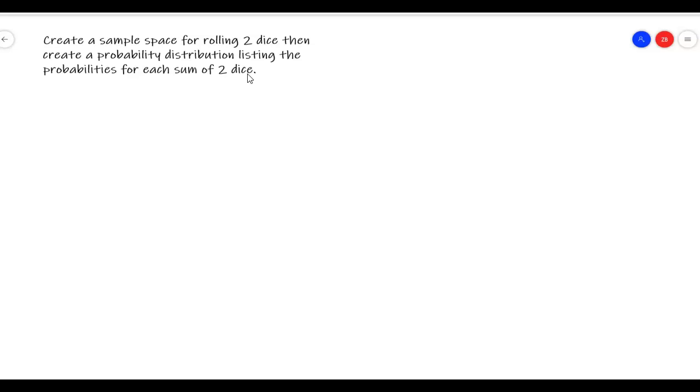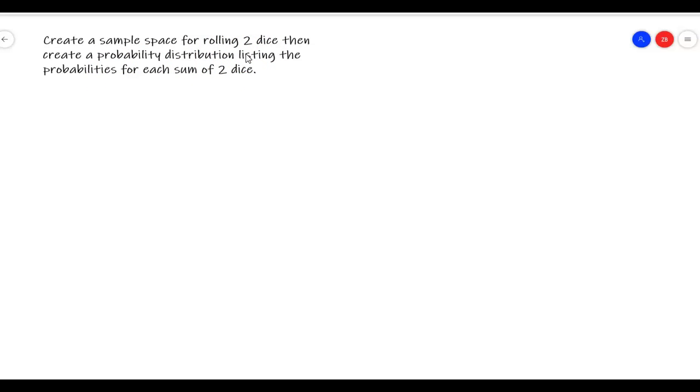Like, how often was I going to roll a 12? How often was I going to roll a 7? And this is one of the ways to do it. So the first thing that we want to do is create a sample space, and this is actually from section 4.1, and we're going to do it with two dice.